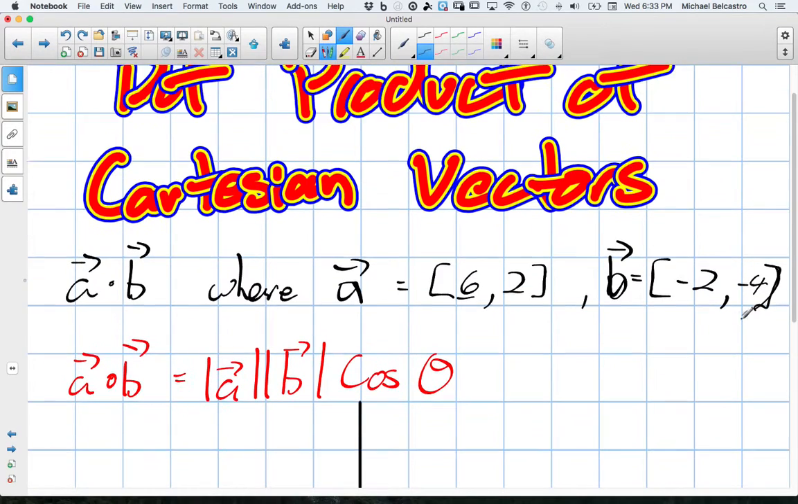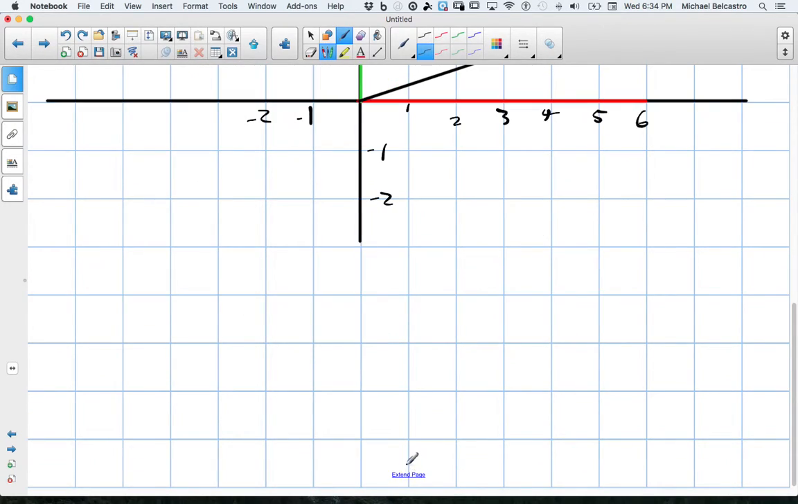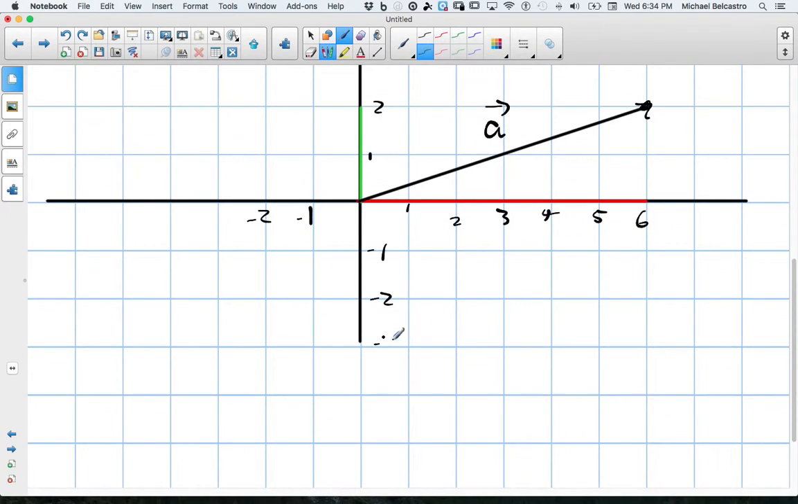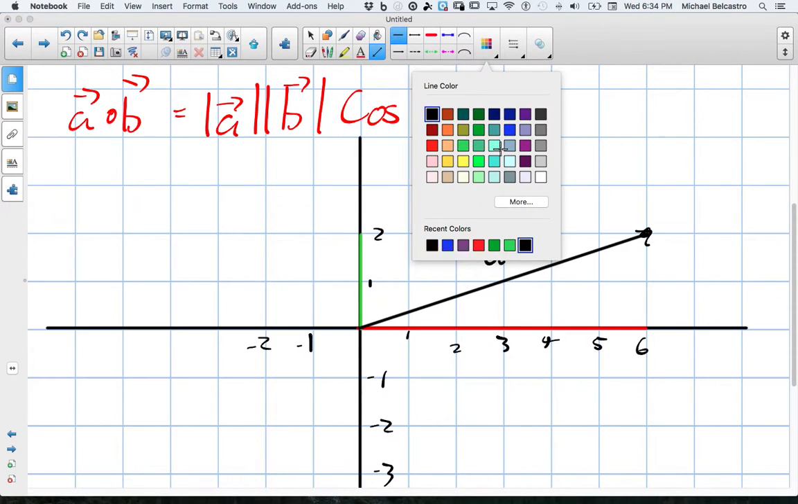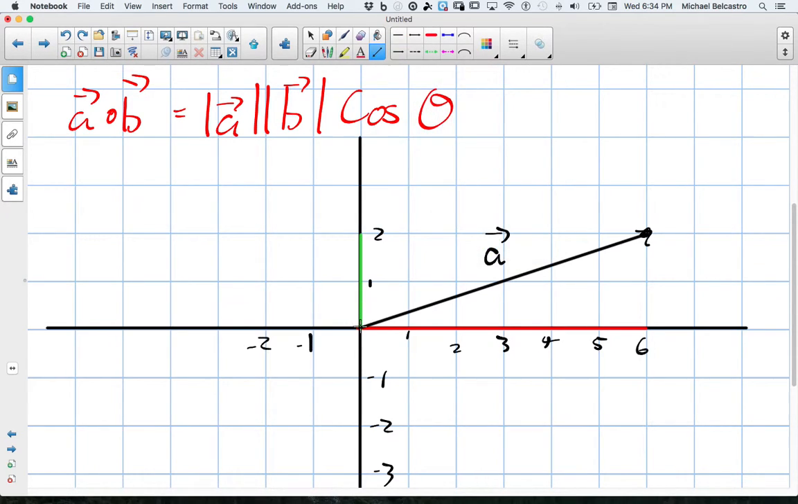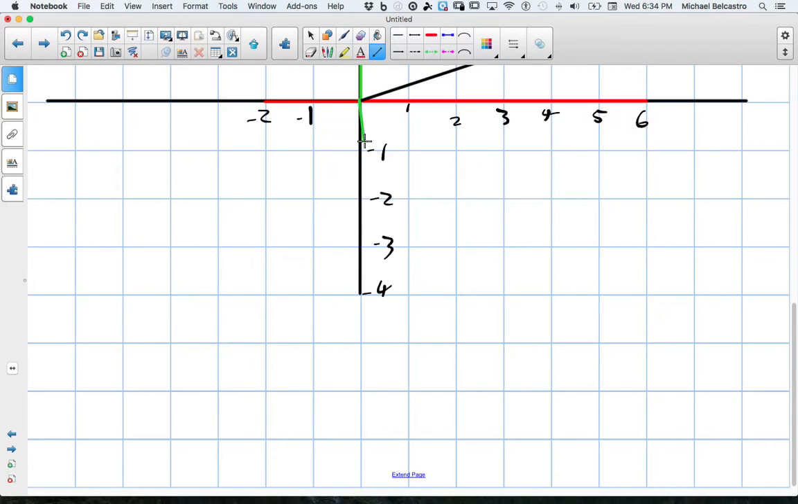Vector B, here we go, -2. So down negative, this way actually, -1, -2. I'm going to have to extend this a little this way. -3 and -4. I know it's going to go down to -4. The horizontal component was -2, so same idea. I'm going to use our little red line here to go -2. And then the vertical component of this same vector is -4. So we go down to -4, kind of like a bingo.